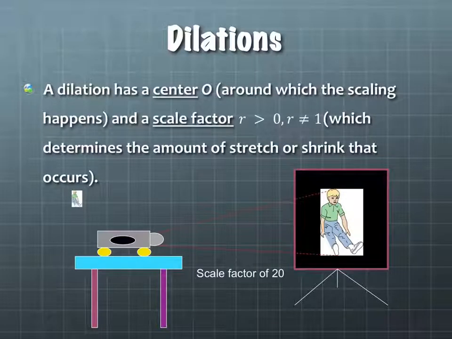A dilation must have a center around which the scaling happens and a scale factor. That scale factor has to be positive. It's not 1. If it were equal to 1, then it would be the exact same size. If it's between 0 and 1, it would shrink it.